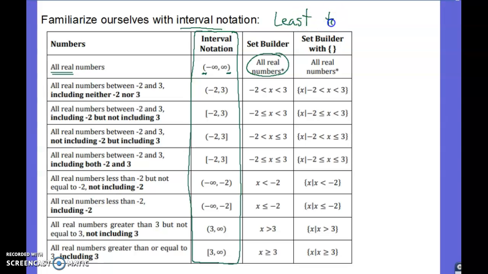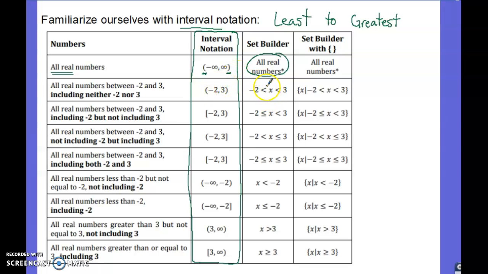So think of the smallest possible number, and again you want to think of negative infinity as the smallest, you can't think of a smaller number, to the greatest. So we always write the smallest number furthest to the left. So if you want to say between -2 and 3, you want to write -2 first and then end at 3.